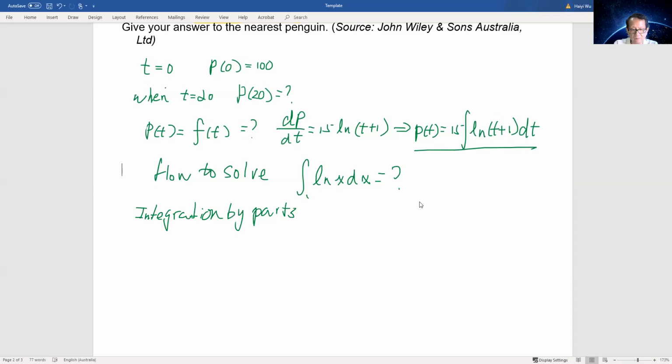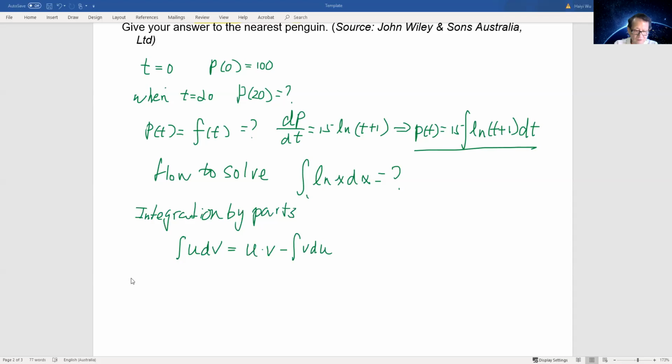Now this maybe comes from the Math C program. If you are Math C students, you should be familiar with integration by parts. So what is integration by parts? The integral of u with respect to dv is function u times function v, minus the integral of v du. That's integration by parts. I'm going to use this formula to solve the problem of integrating log x.